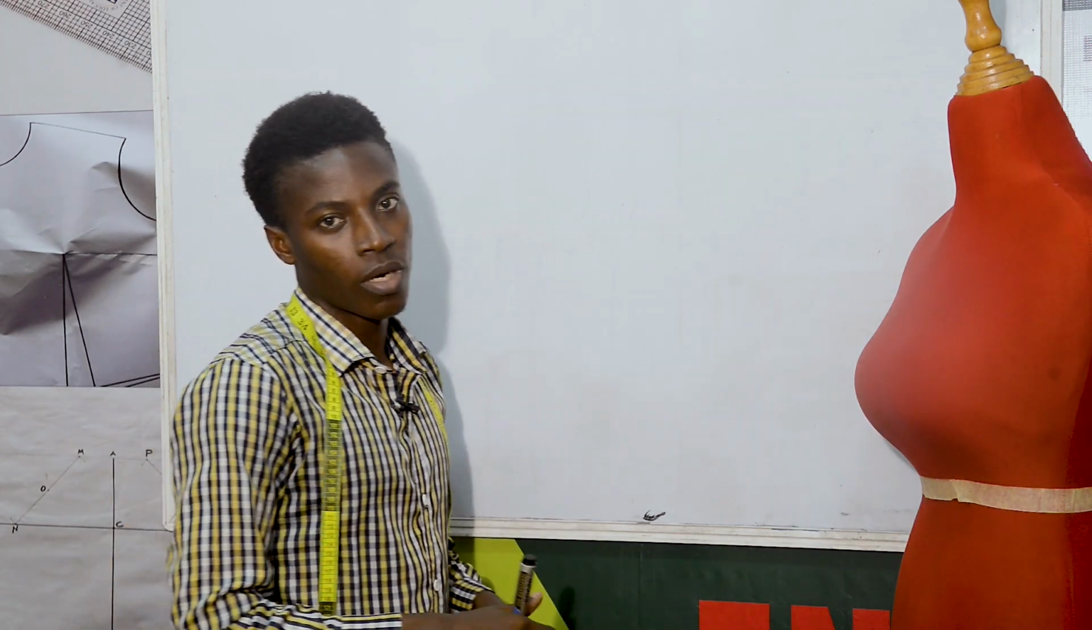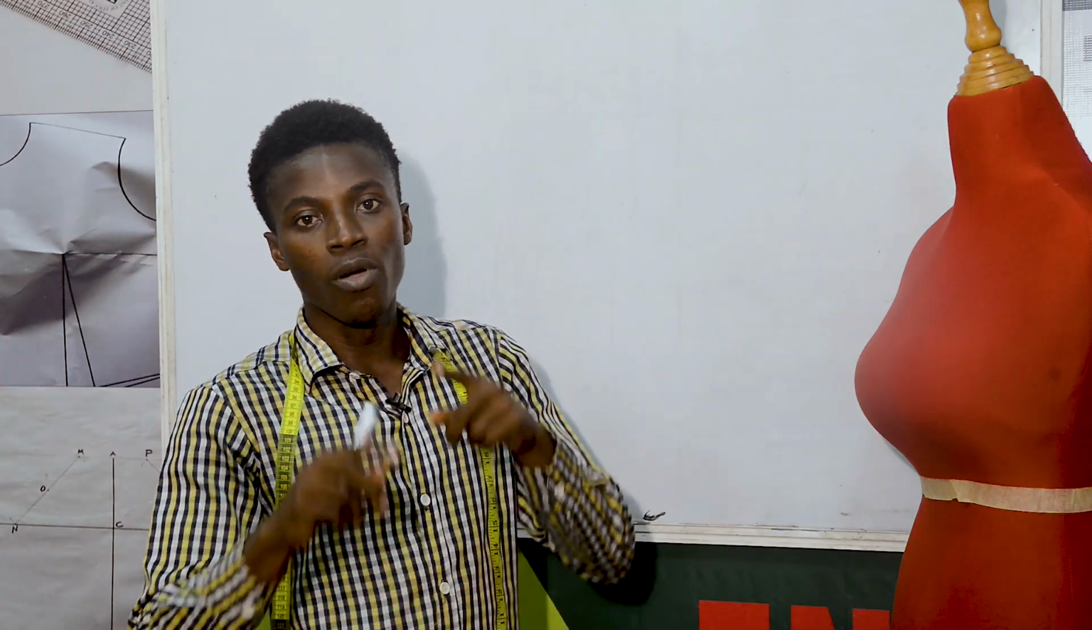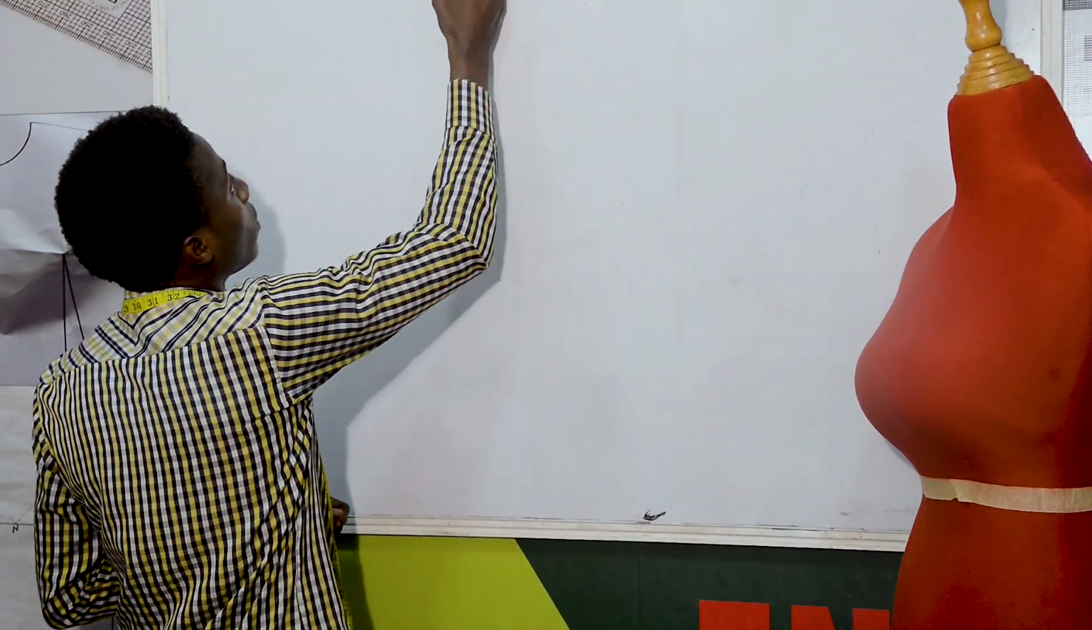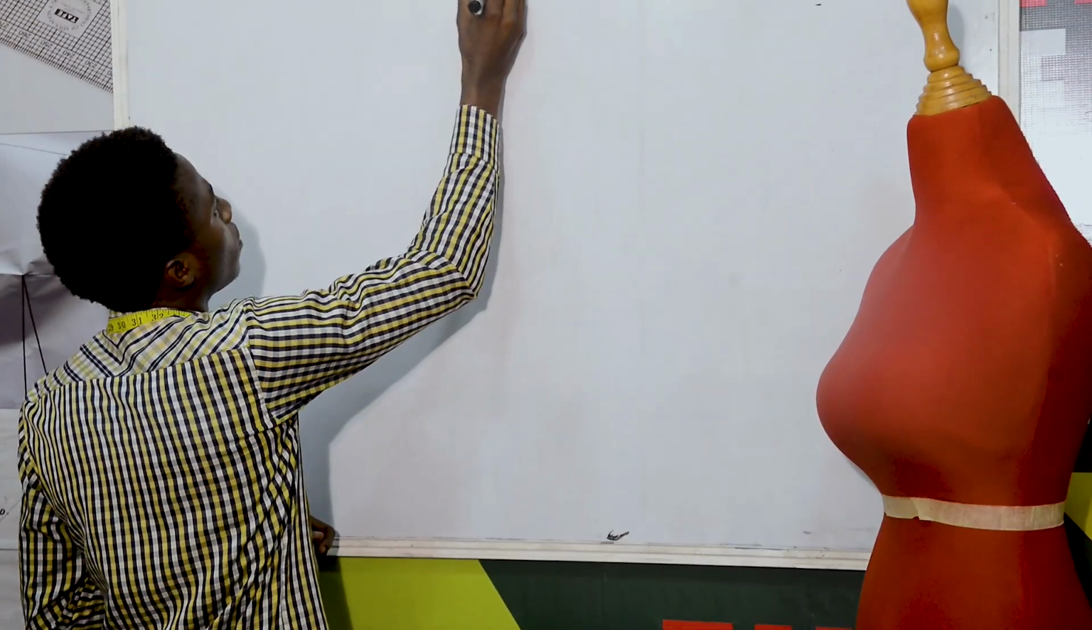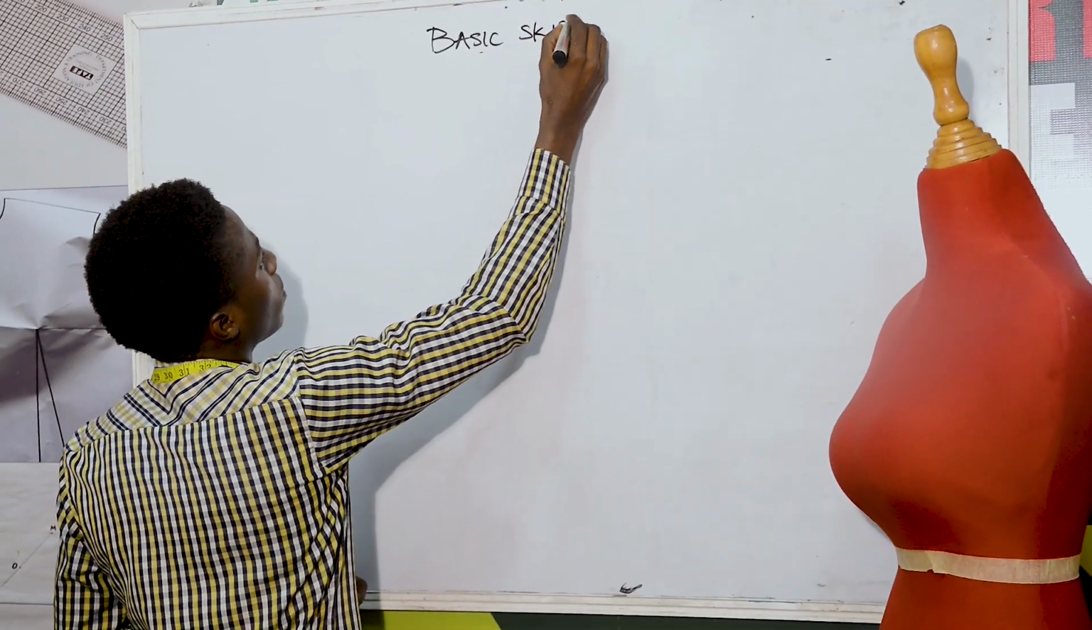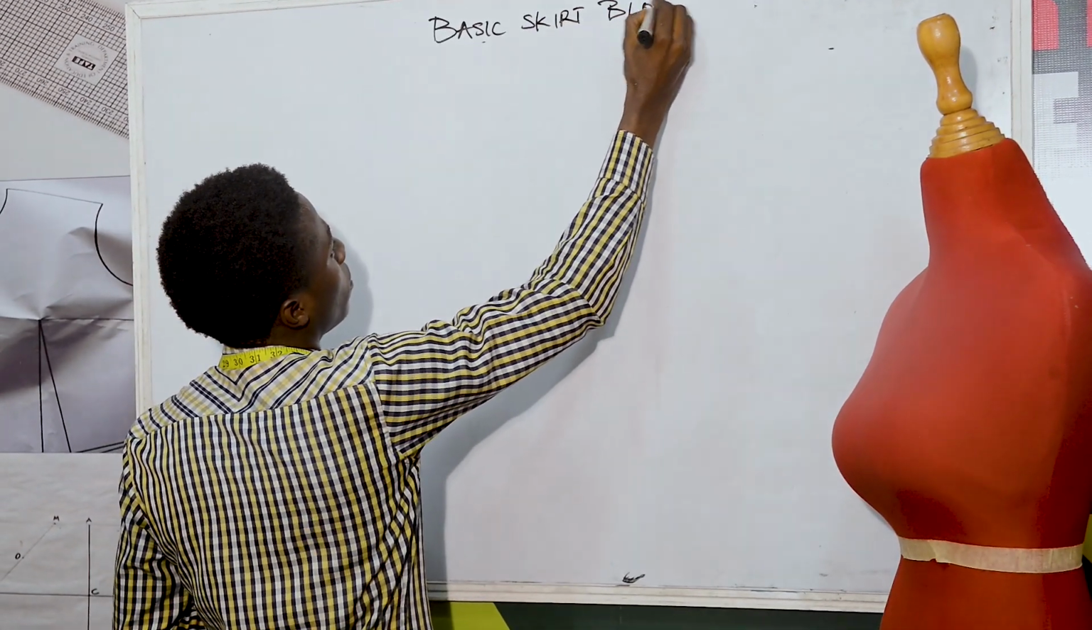Today we're going to be working with the basic skirt block. And when we talk about the basic skirt block, we're talking about a basic block for a garment a female wears on the lower part of the body figure, starting from the waistline to your desired length. Alright, so the basic skirt block.